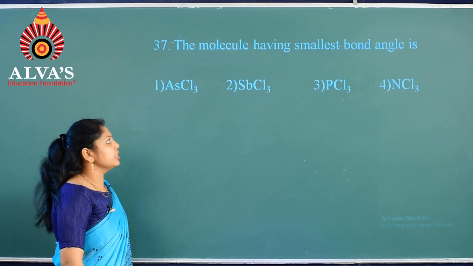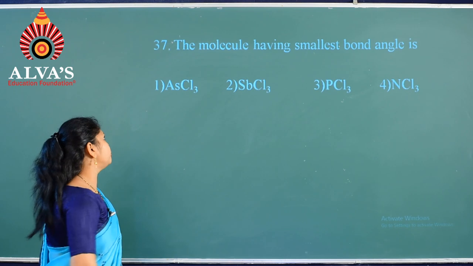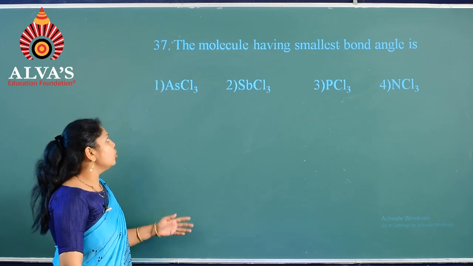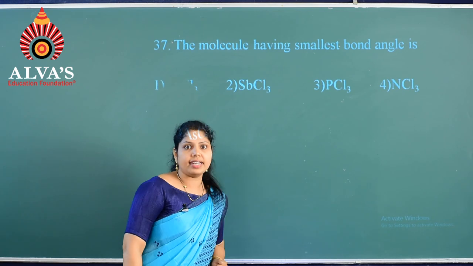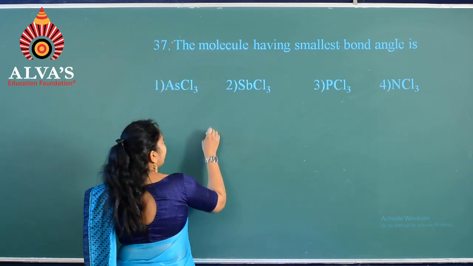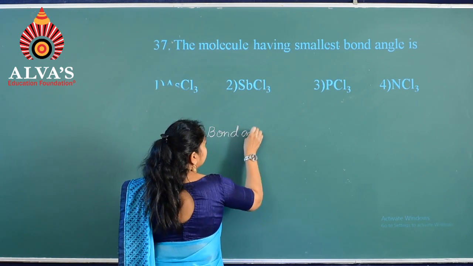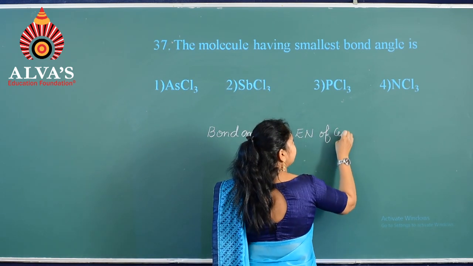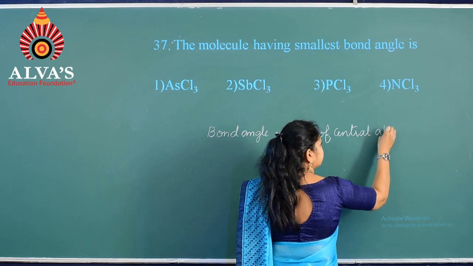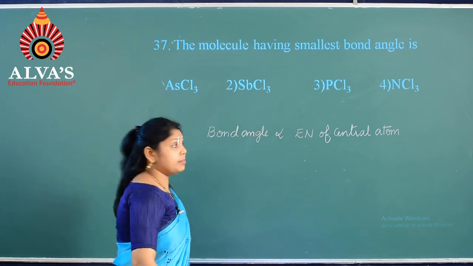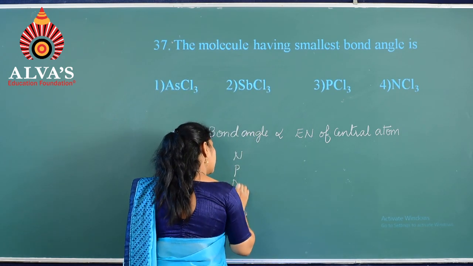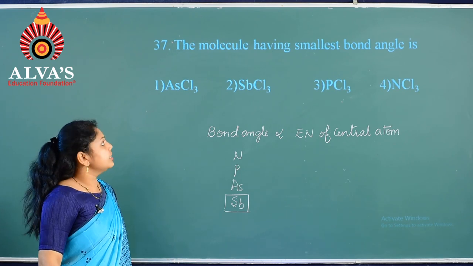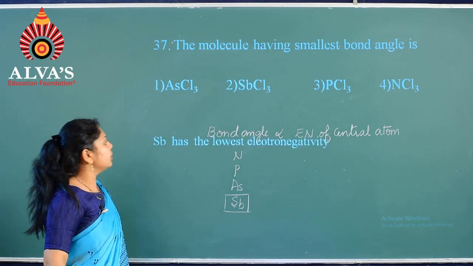37. The molecule having smallest bond angle is. If you observe the given options, here all the surrounding atoms are same but the central atoms are different. According to the rule, when a molecule is having same surrounding atoms and different central atoms, the bond angle is directly proportional to electronegativity of the central atom. So if you observe the elements here, it is nitrogen, phosphorus, arsenic, antimony. So antimony is having the least electronegativity, hence it should have the least bond angle, hence option number 2 is correct.